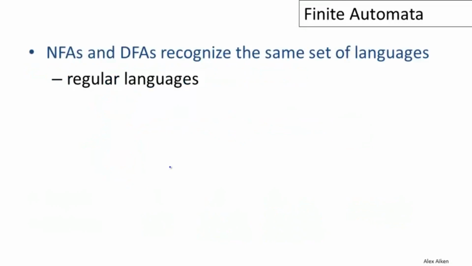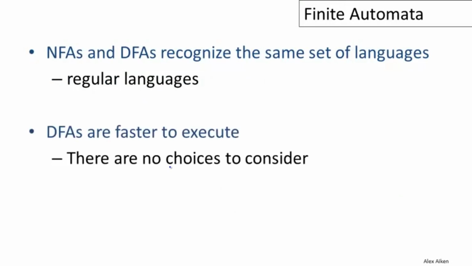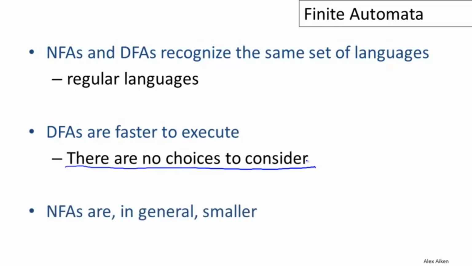It turns out that NFAs and DFAs recognize exactly the same languages, in particular the regular languages. So NFAs, DFAs, and regular expressions all have equivalent power. They can only specify regular languages. DFAs are definitely faster to execute, primarily or entirely because there are no choices to consider. So a DFA can just follow a single path through the state graph, whereas with an NFA, we have to keep track potentially of the set of choices in the NFA, and we might be in a set of states.